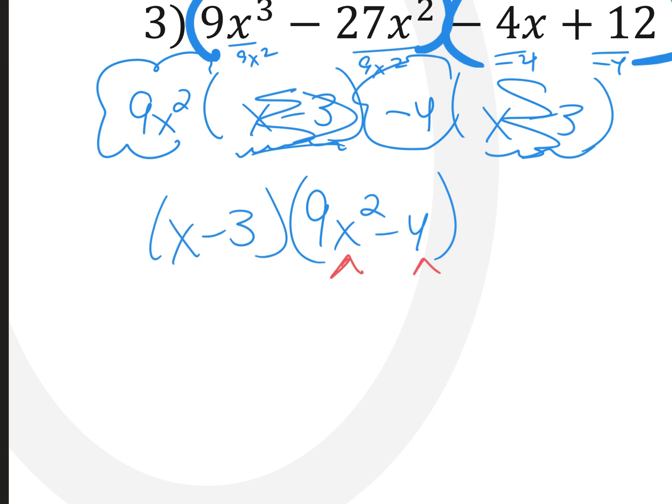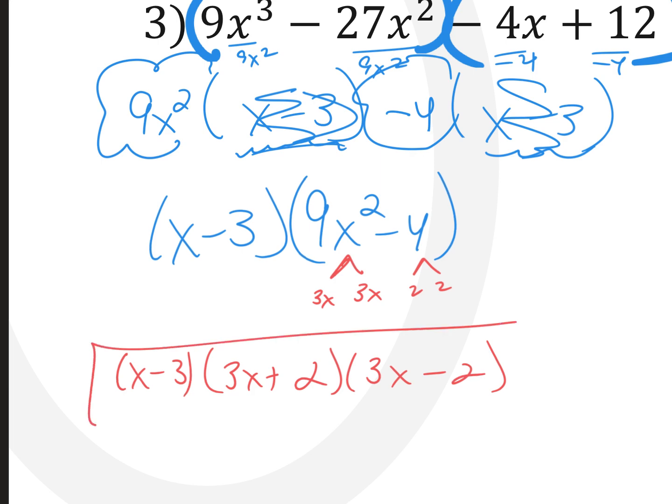Yes. What can I break down 9x squared into? 3x and 3x. And what about 4? 2 and 2. Awesome. So I have x minus 3. And then I have 2 parentheses that look the same, but the signs in the middle are different. What are they? 3x plus 2 and 3x minus 2. Yay! Good job.